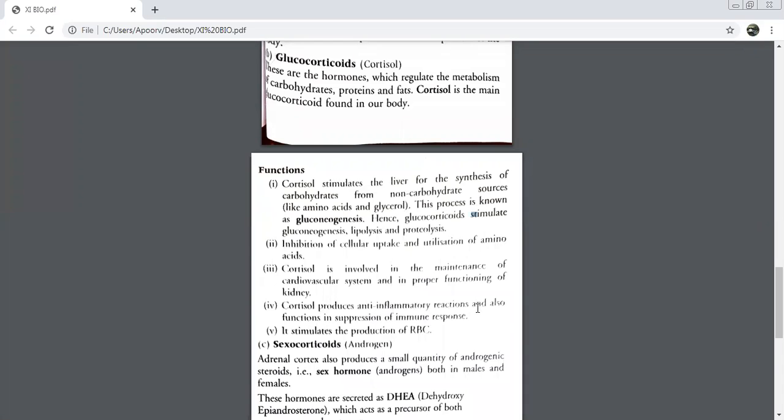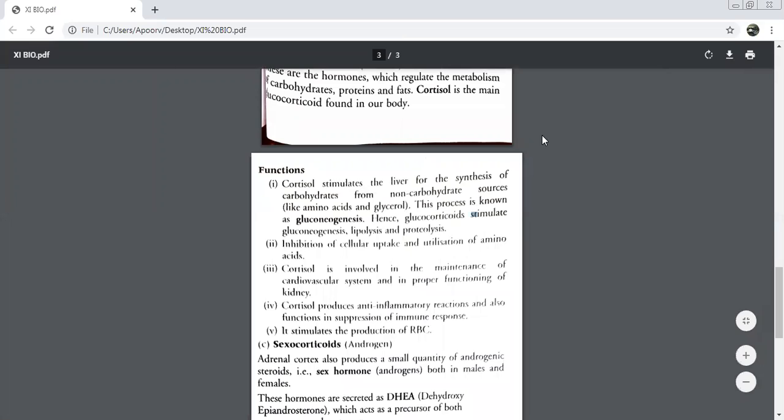It produces anti-inflammatory reactions and functions in suppression of immune responses. What are inflammatory reactions? Anti-inflammatory reactions? You can always guess if you don't know. There is no punishment for guessing. Irritation or infection. Something which stops the inflammation.